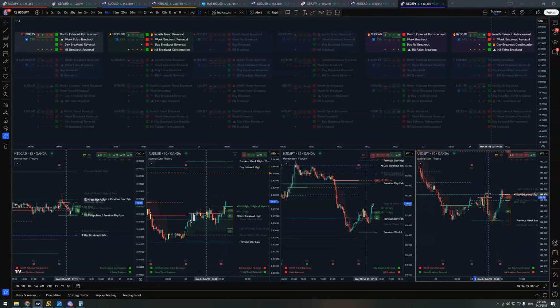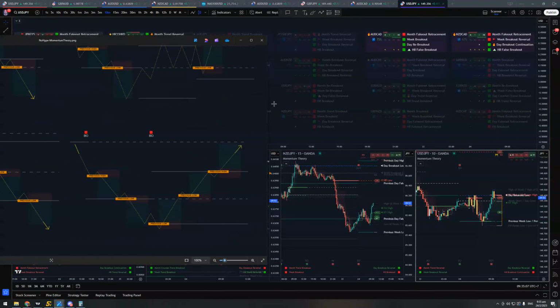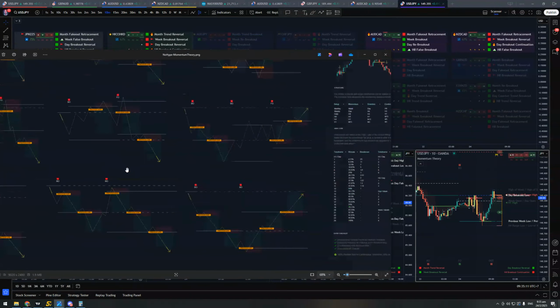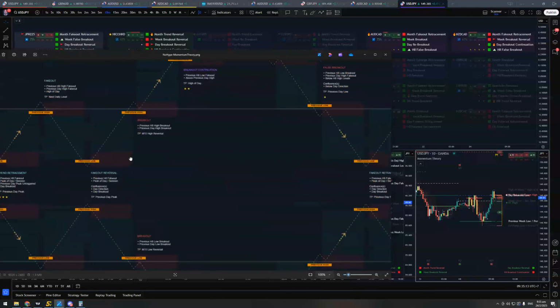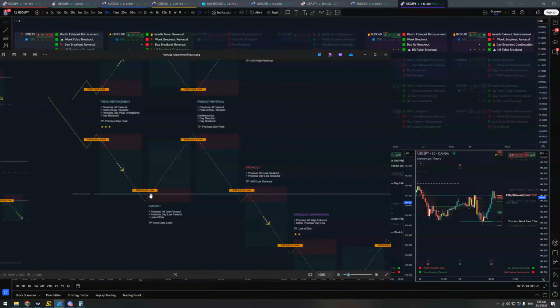So UJ, this is the one that I liked, yen pairs to sell. This was a trend retracement setup. Didn't catch that one. I thought it was a bit too close to the previous day low, but it would have been a good one. Trend retracement setup, faked out the low. So now it's a fake out.